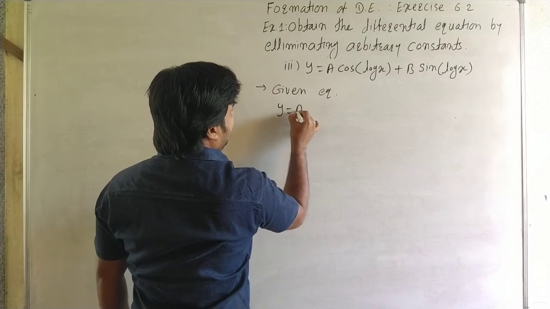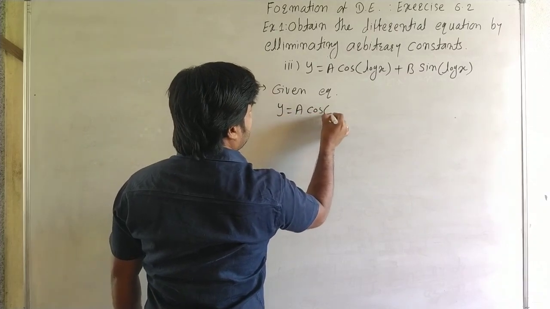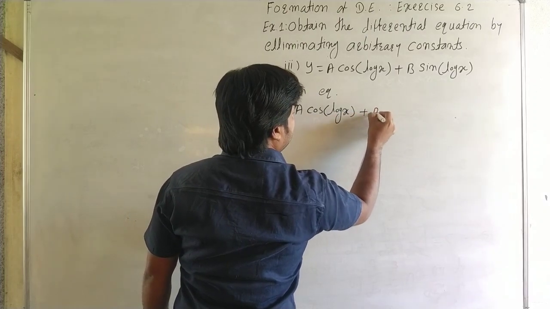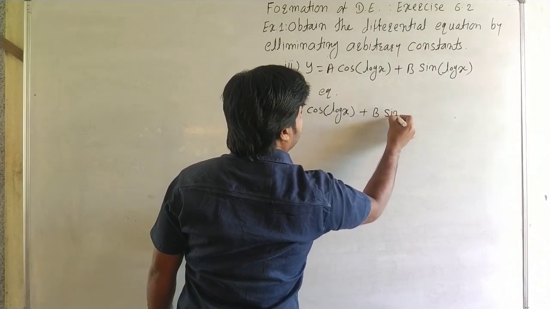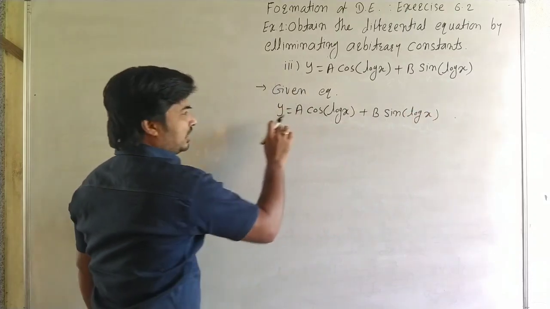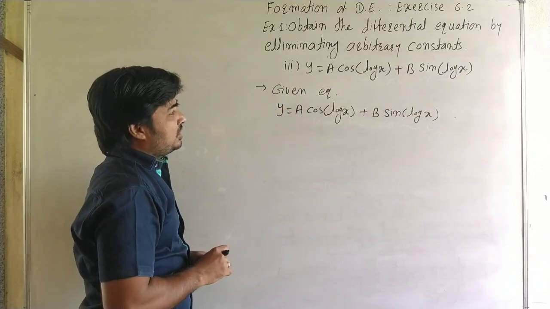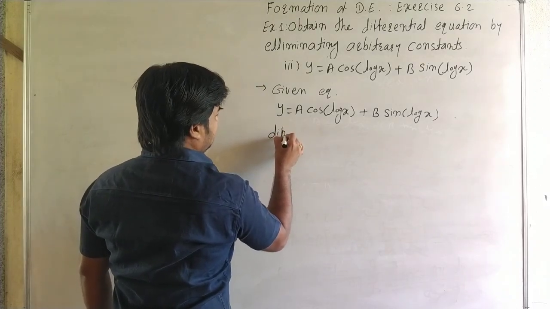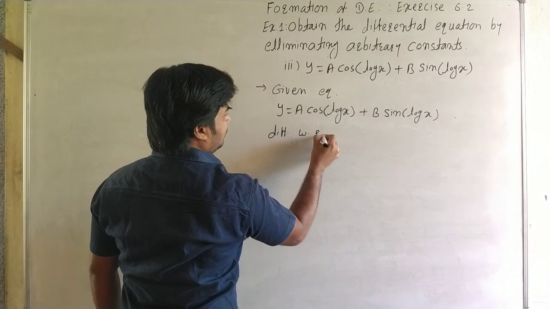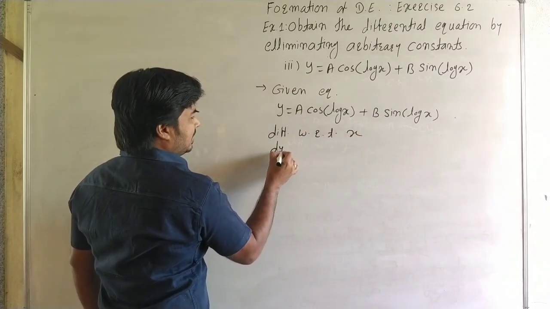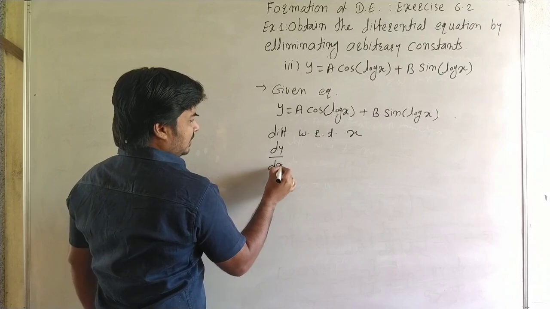y is equal to a into cos of log x plus b into sin of log x. Now there are two arbitrary constants, a and b, so we differentiate two times. First, differentiate with respect to x. Derivative of y is dy by dx.